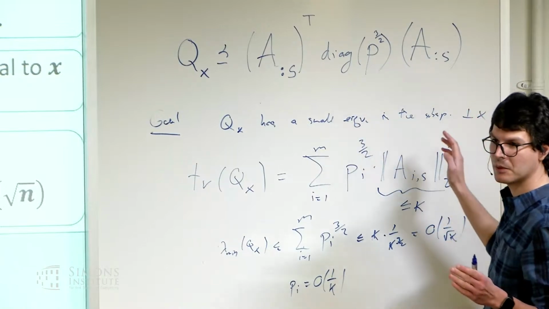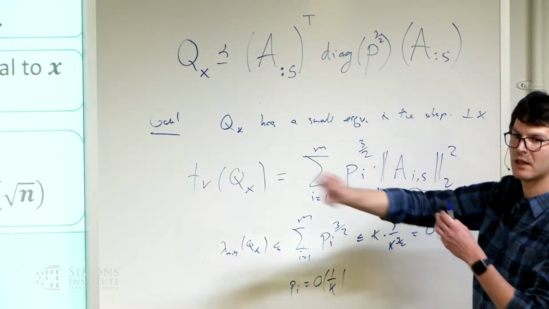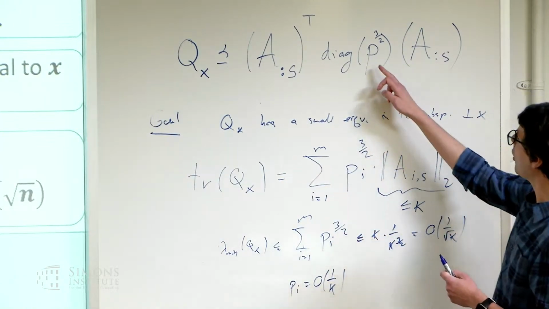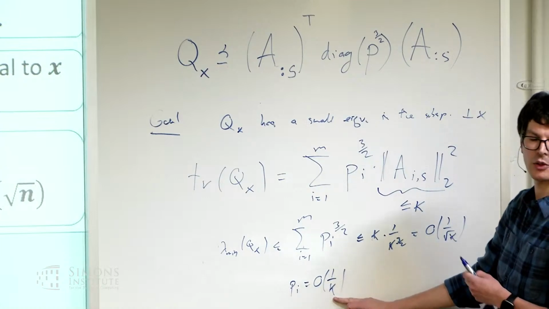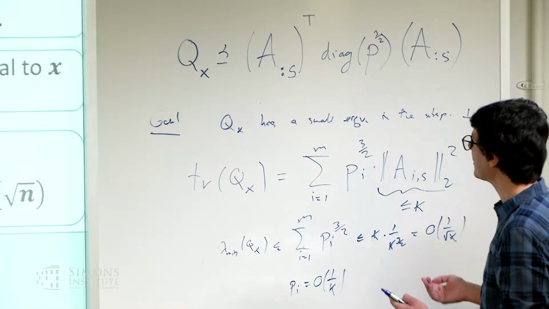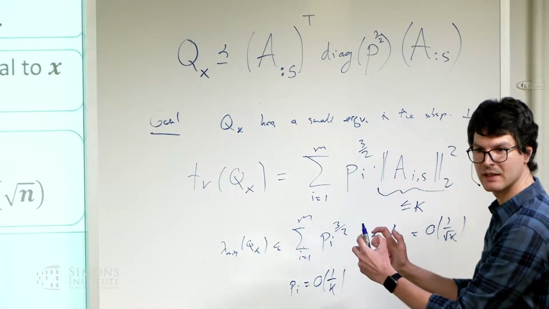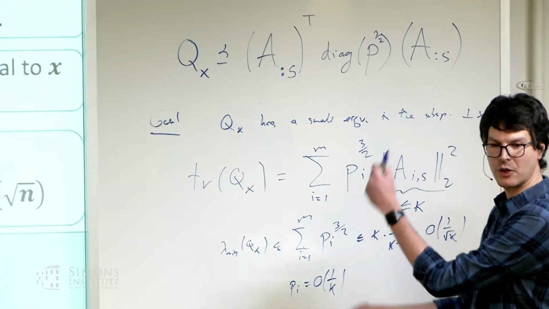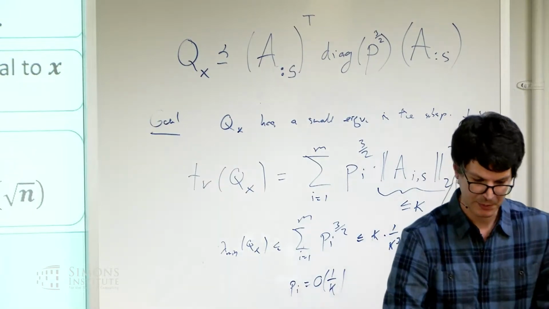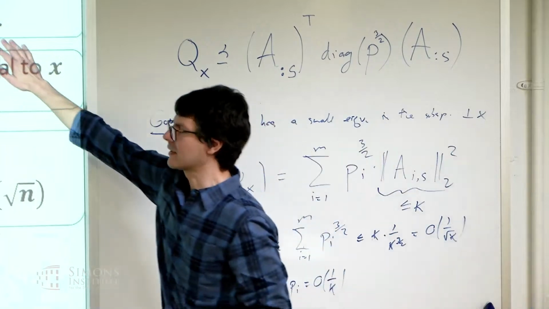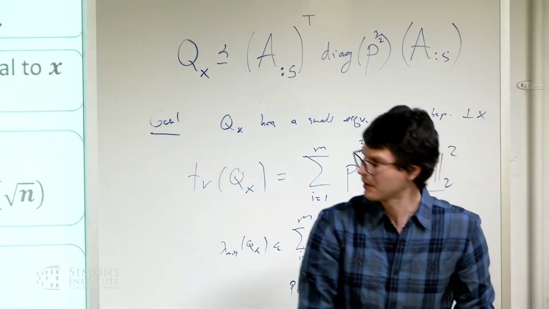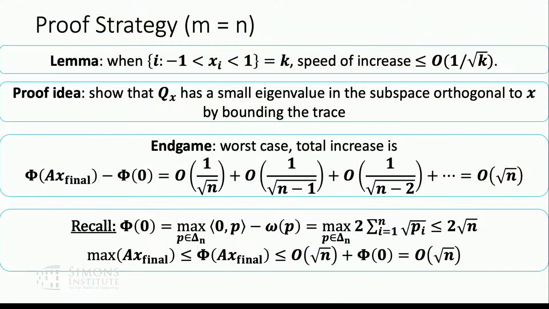Once I do that, I just threw away k over 2 directions in which I can possibly move. But then all the remaining p's are going to be bounded by order 1 over k. So that enables me to certify that within that subspace, my trace is small, and therefore I have a small eigenvalue, which is as small as I want it to be, order 1 over root k. So that's how you get to prove this lemma. Okay. So this pretty much wraps up the proof for Spencer.